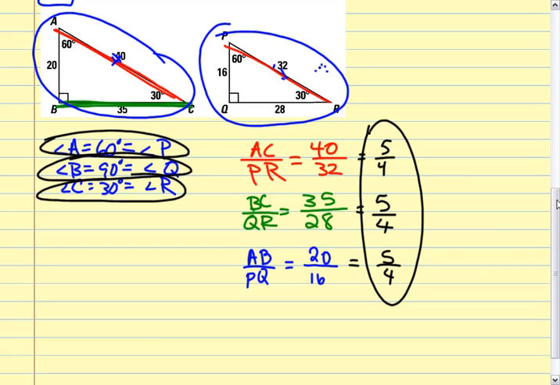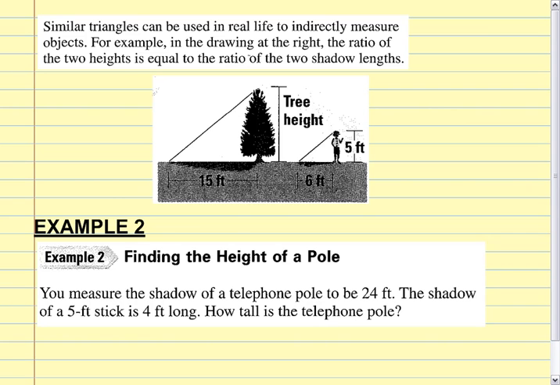Now, we can use similar shapes to do something called indirect measurement. It's so nice. If I want to find out how tall a tree is, I don't have to climb to the top of the tree and throw a tape measure off and have someone grab it at the bottom to tell me how tall it is. Let me show you how this works. Here we go. Similar triangles can be used in real life to indirectly measure objects. For example, in the drawing at the right, the ratio of the two heights is equal to the ratio of the two shadow lengths.